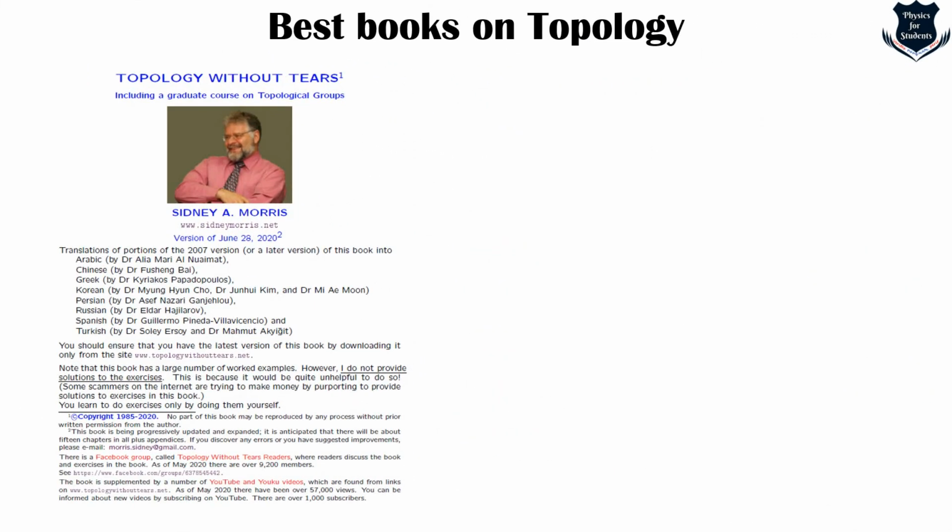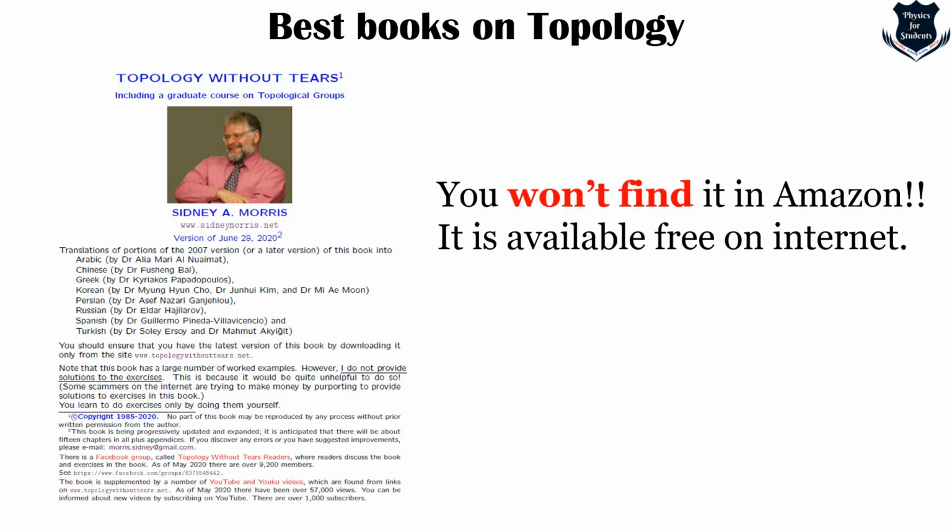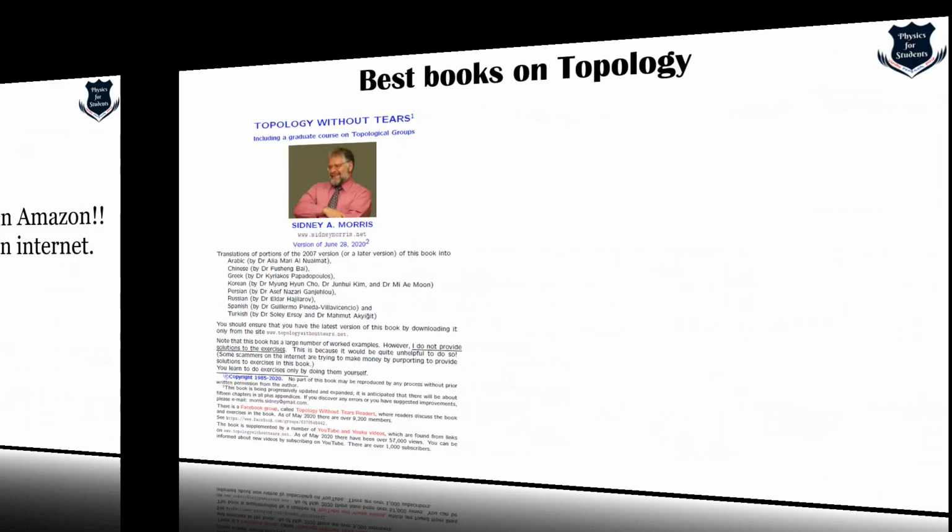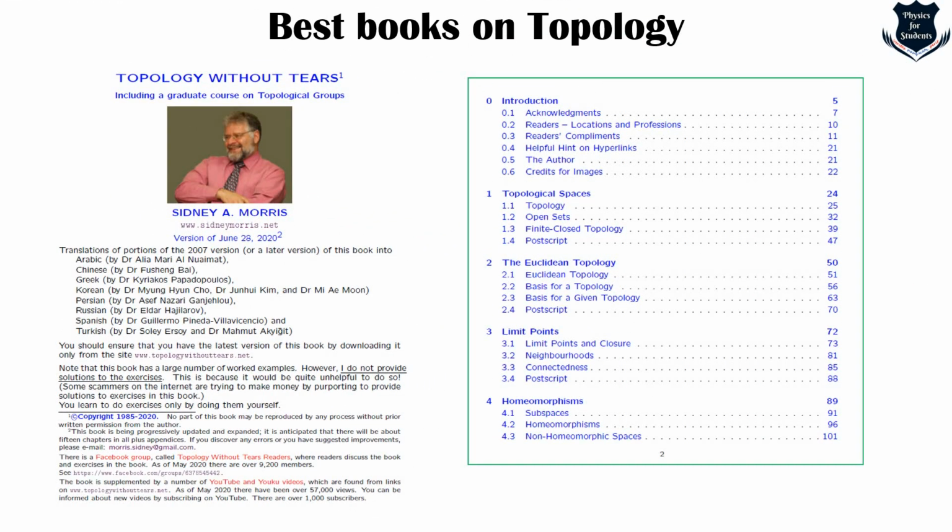Second one is Topology Without Tears by Professor Morris. Now the problem is that you won't find it on Amazon. It is available free on the internet. I have been in touch with Professor Sidney Morris. He has created a YouTube channel also where he is explaining those concepts of topology. So it is a wonderful book. You see, it starts with an introduction, goes to topological spaces. Most importantly, it starts with Euclidean topology, because until you understand the base Euclidean topology, you won't understand the other things.